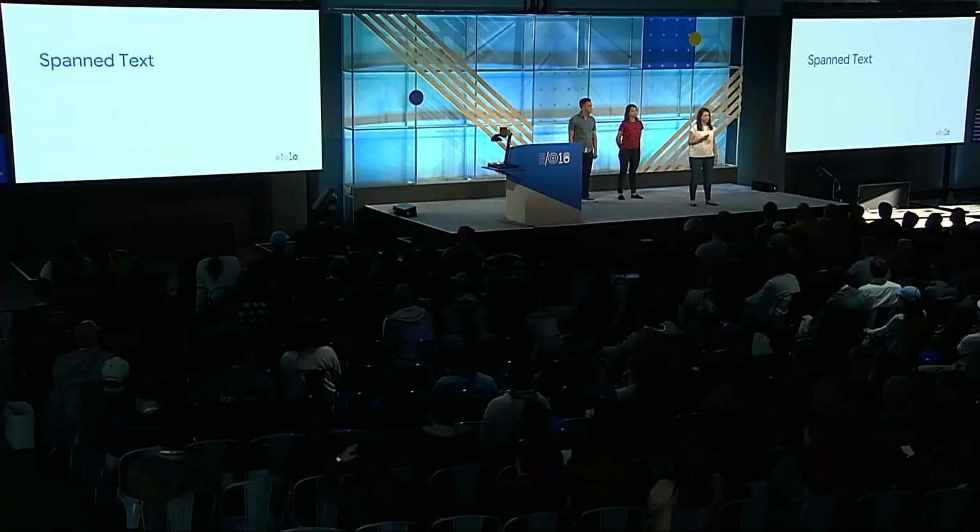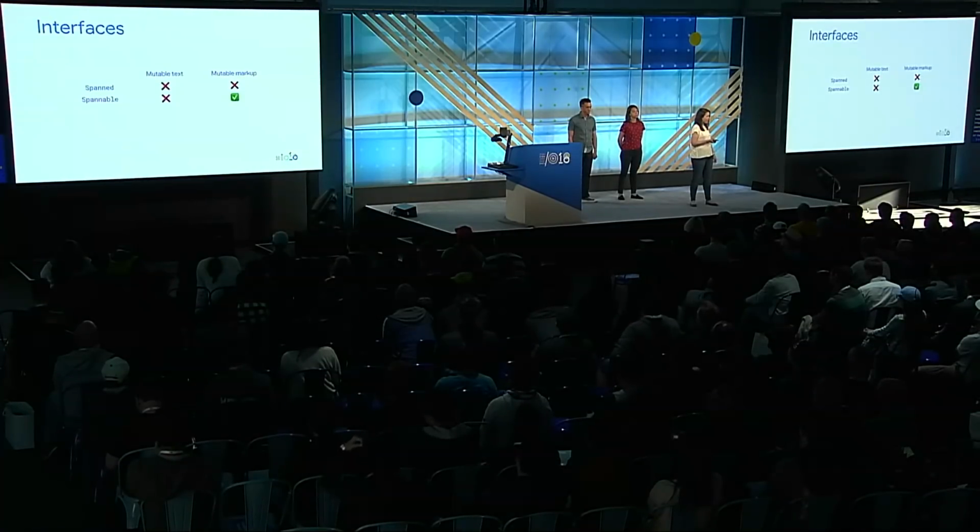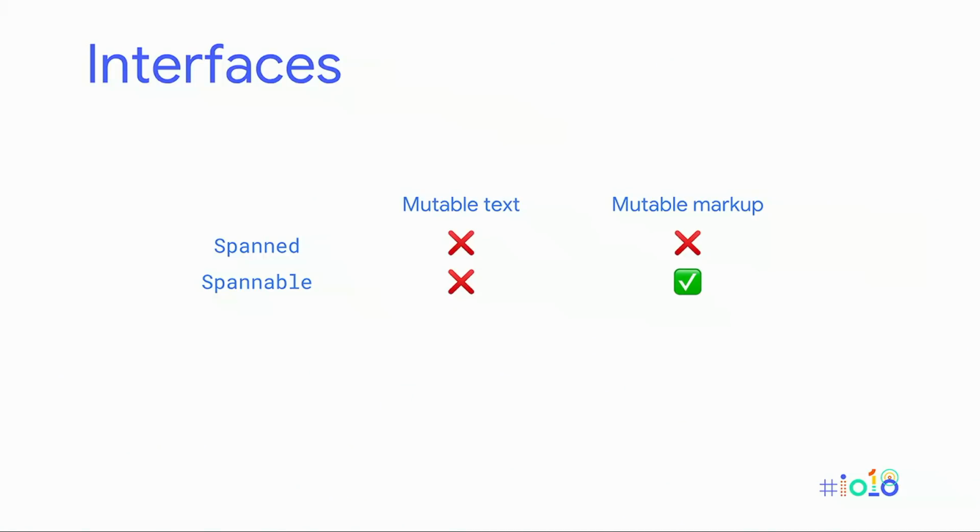So now that you know about spans, how do we use them in text? Well, the framework provides two key interfaces for this. The first one is Spanned. Spanned is for immutable text and immutable markup and declares methods such as getSpans or getSpanStart and getSpanEnd. It lets you query spans but not modify them. If you want to modify them, we have Spannable, which has the ability to mutate the markup with methods such as setSpan or removeSpan. Then we have three concrete implementations of these interfaces.